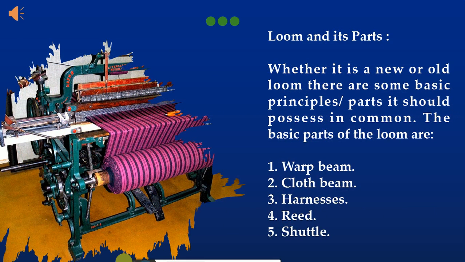Loom and its parts. Whether it is a new or old loom, there are some basic parts it should possess in common. The basic parts of the loom are: 1. Warp beam, 2. Cloth beam, 3. Harnesses, 4. Reed, 5. Shuttle.